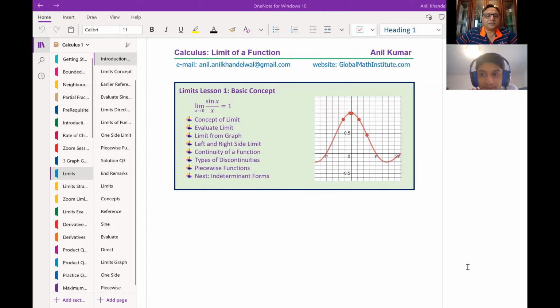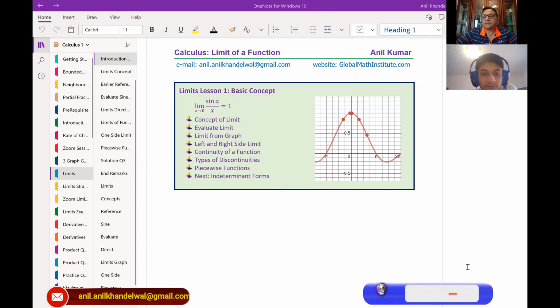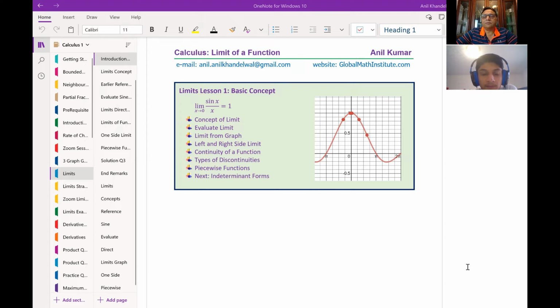Great. So, limits lesson one, we'll just talk about basic concepts. We'll begin with the limit of sine x over x, which is actually equal to 1 when x is approaching 0. So this nomenclature, I'll make it absolutely clear for you. We'll first learn the concepts of limits, then see how we evaluate limits. You can evaluate limits from algebraic expressions or using a graph, which we'll check. And then we will see how you find the limit from the left side and from the right side.